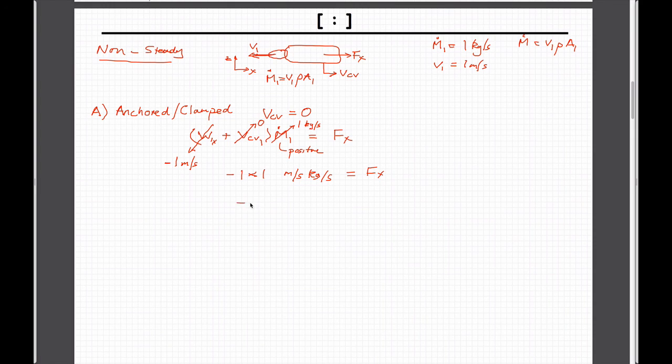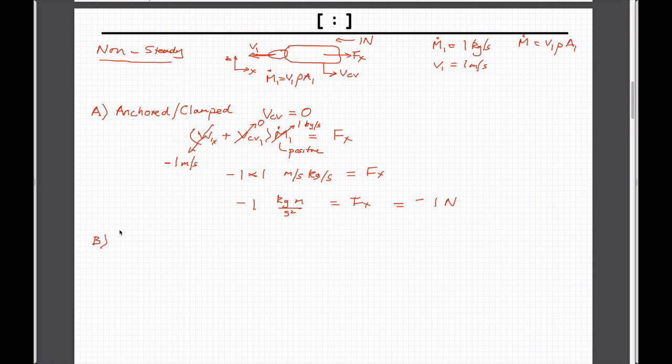And we know that minus 1 kilogram meter per second squared is just equal to minus 1 Newton, right? By definition. Newton's the force required to give 1 kilogram an acceleration of 1 meter per second squared. And so the force to hold it in place is minus 1. So in other words, we have to apply 1 Newton in this direction to stop it going anywhere. All right.